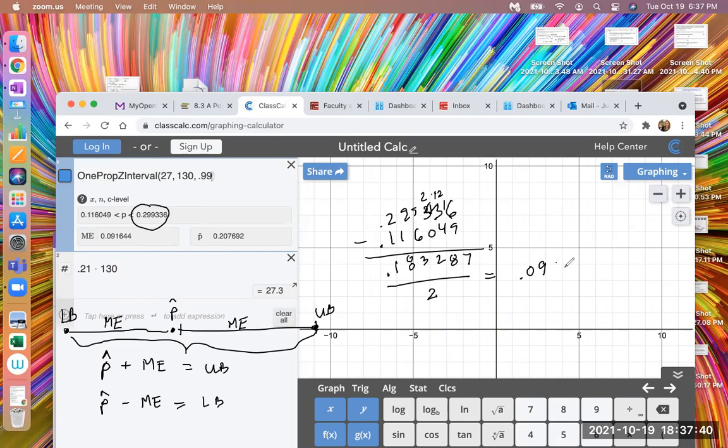It's another tricky way to get the margin of error, just in case your calculator does not give it to you. And if you don't want to use the formula to calculate it by hand, then this is a little trick that you can still use to get the margin of error. You just take the upper bound, you subtract the lower bound, and you divide that by 2, and that'll give you the margin of error.